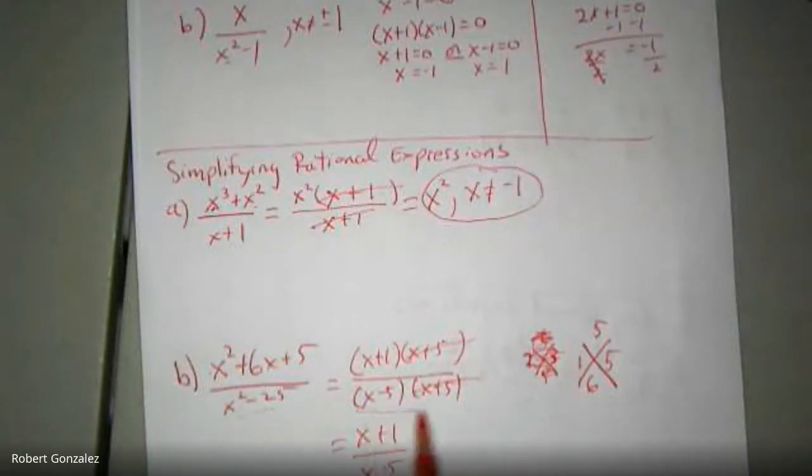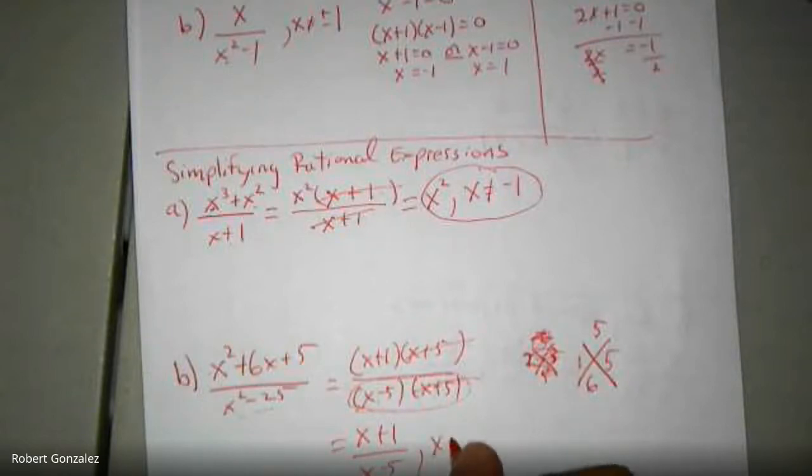I have to look back right here to see what values x cannot be. I need to know what makes each one of these equal to 0. So x cannot equal 5, and x cannot equal -5.